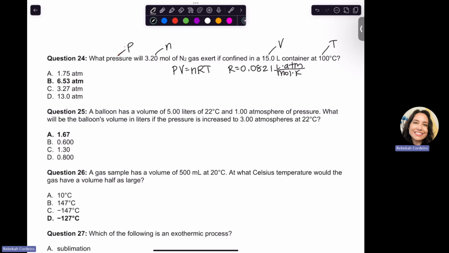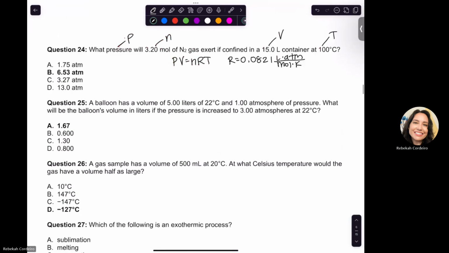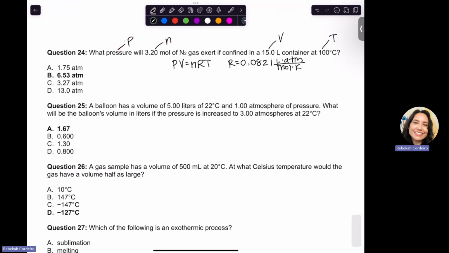We have moles. That's correct. We have liters. We'll get ATM. We need to change this to Kelvin. So we're going to add 273. And then we can plug in. We're going to solve for pressure. So it'll be nRT over V.